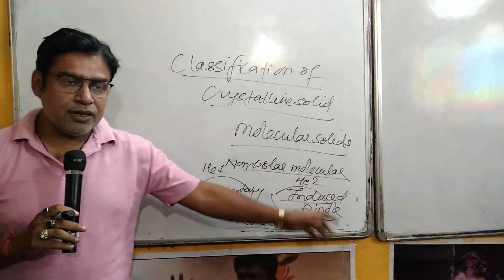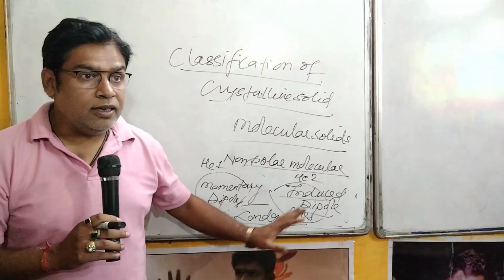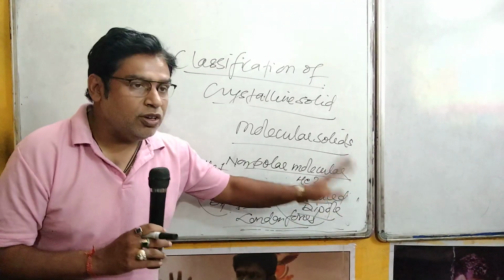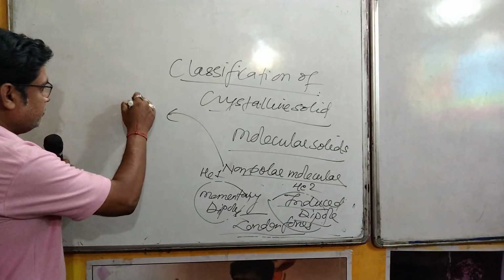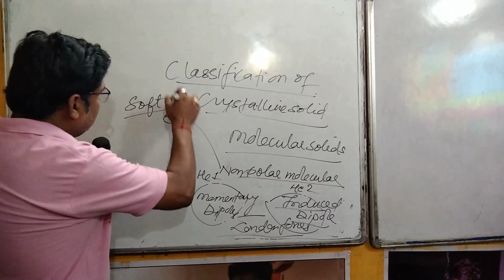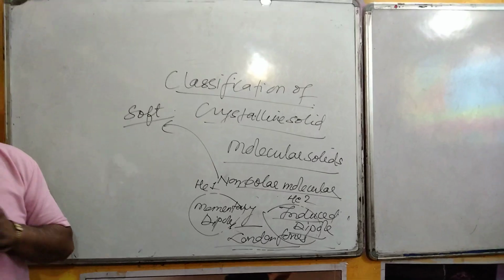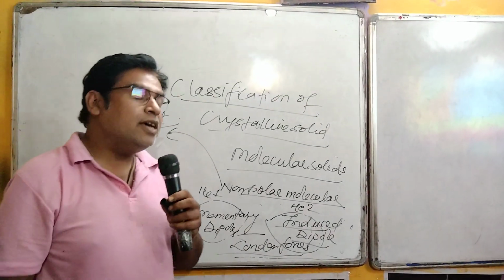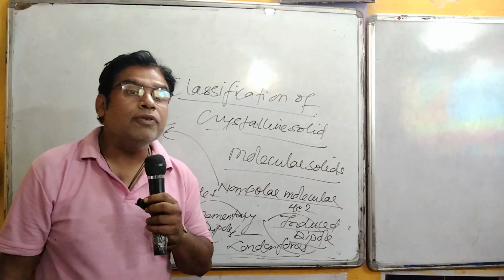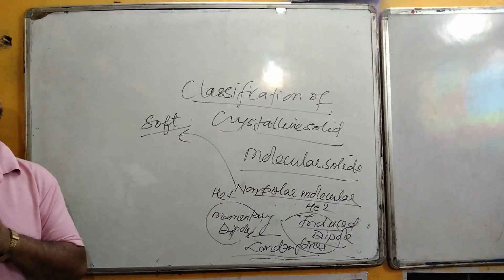Now they also have some characteristics. The first characteristic is that these non-polar molecular solids are mostly soft. Why are they soft? Because they have weak intermolecular forces of attraction. So that is the reason they are soft in nature.